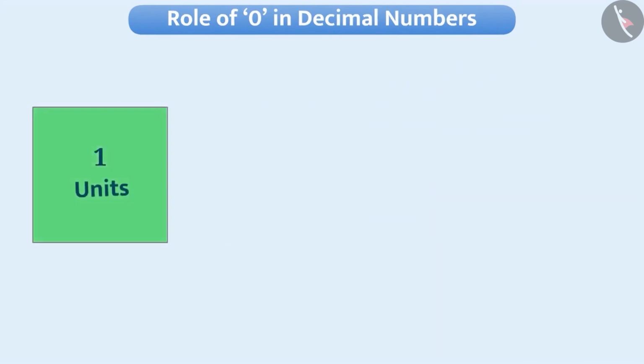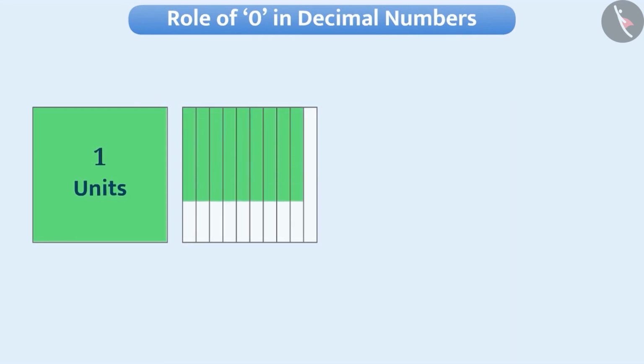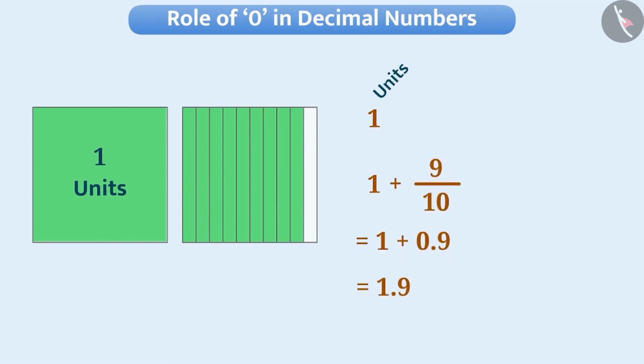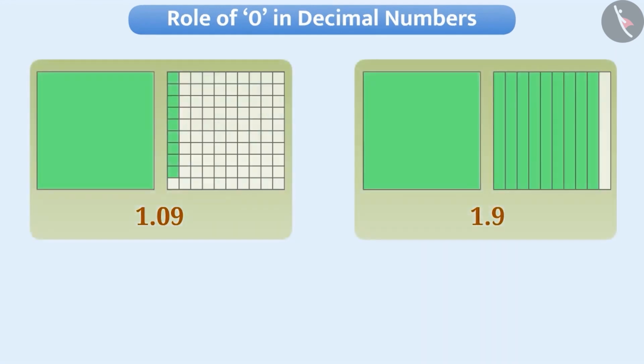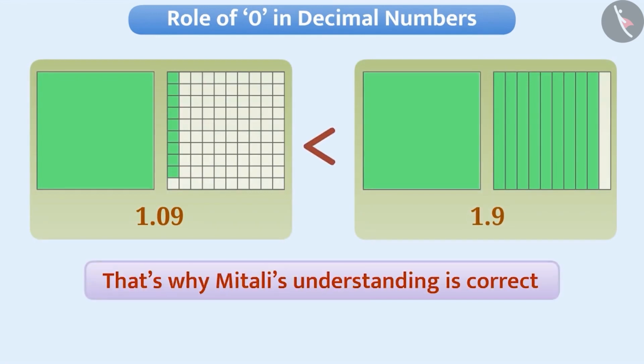Similarly, if one whole square is taken and another square is divided into 10 equal parts and 9 parts taken from it, then we can say that along with 1 unit, there are 9 tenths, which is represented in decimal form as 1.9. From the representation of 1.09 and 1.9, it is clear that 1.09 is smaller than 1.9. Therefore, Mitali's understanding is correct.